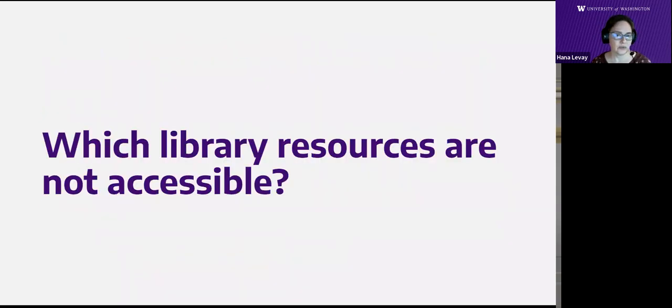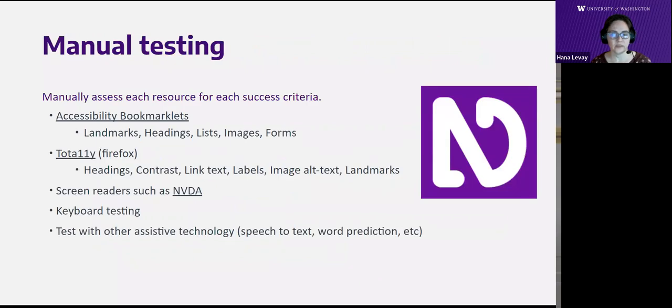So which library resources are not accessible? To find out, we can do manual testing. There's a variety of accessibility tools you can use to manually test web content, browser tools and plugins like accessibility bookmarklets and Totally. You can test with screen readers like NVDA. You can do keyboard navigation testing and test with other assistive technologies.